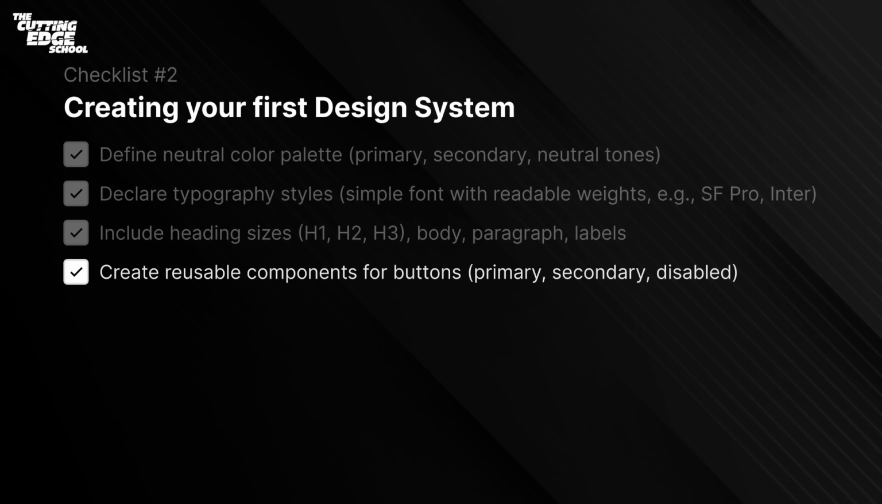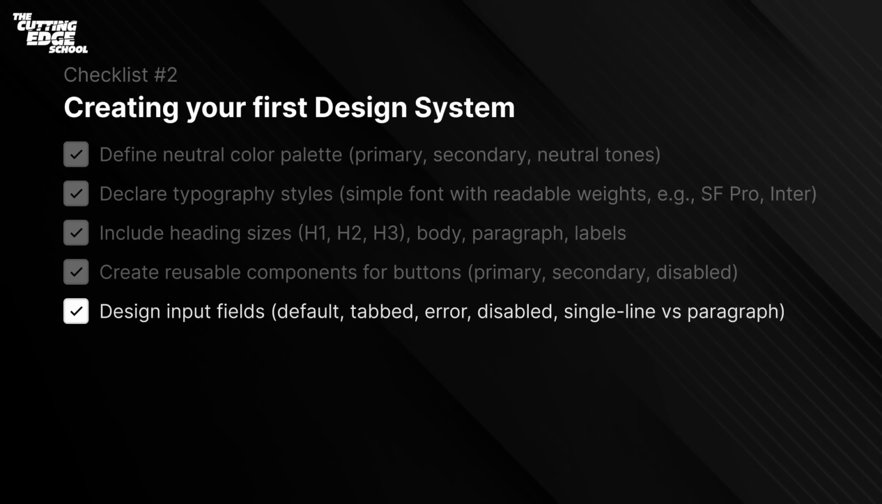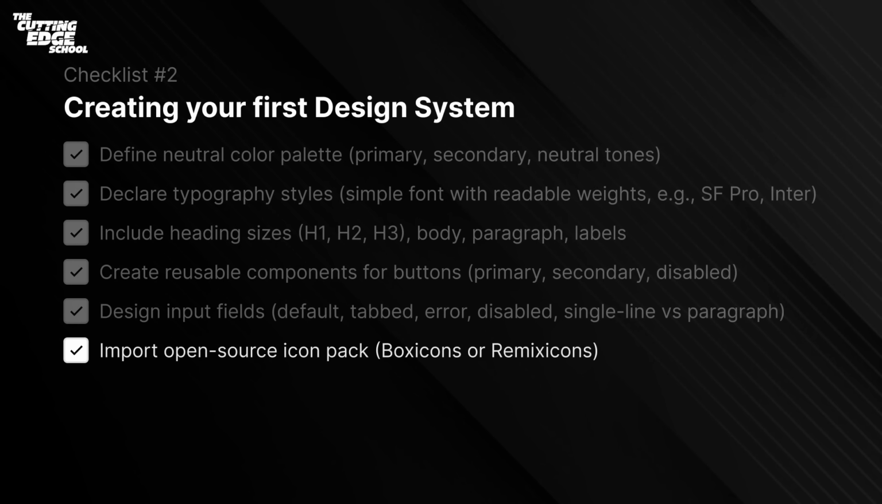Then create reusable components for your buttons, which would further be segregated into primary, secondary, and disabled. Then your input fields, which would be default, tabbed, error, and disabled. Then input fields for single line inputs versus paragraph, because the paragraph needs a scrollable bar. Then make sure you import a free open source icon pack such as Boxicons or Remix Icon. I will share both of their Figma links in description.